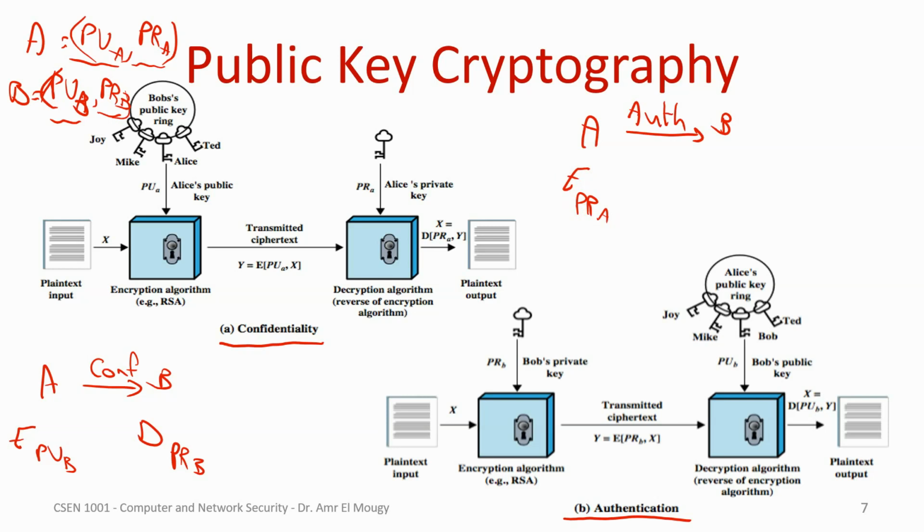Now, how would Bob verify? Bob would receive this message encrypted using the private key of Alice, and so Bob can now decrypt using the public key of Alice. Now, note here two things.